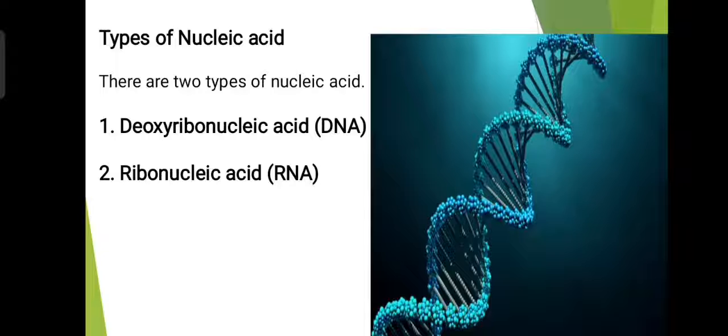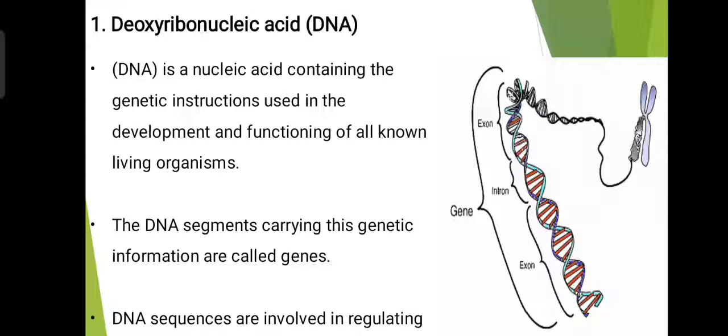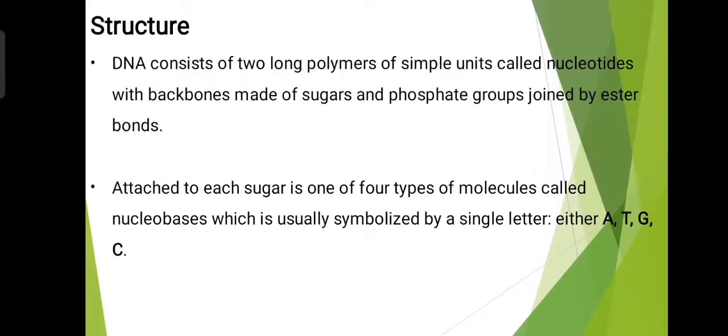There are two types of nucleic acid, DNA and RNA. DNA stands for deoxyribonucleic acid, which contains the genetic instructions used in the development and functioning of all known living organisms. The DNA segments carrying this genetic information are called genes.